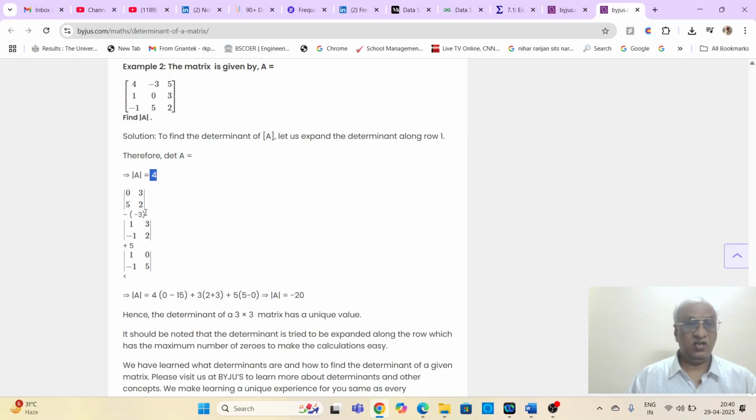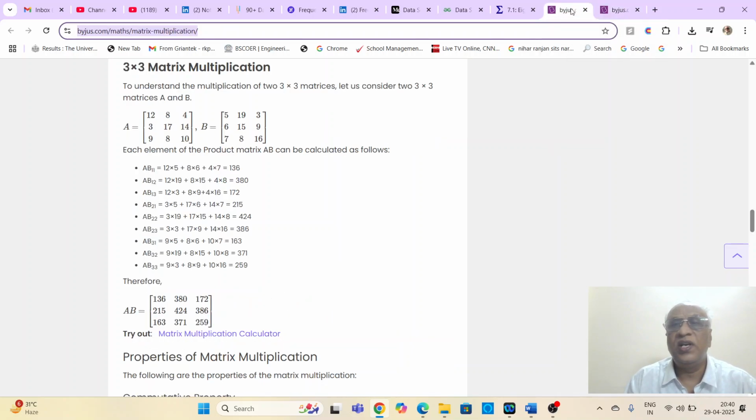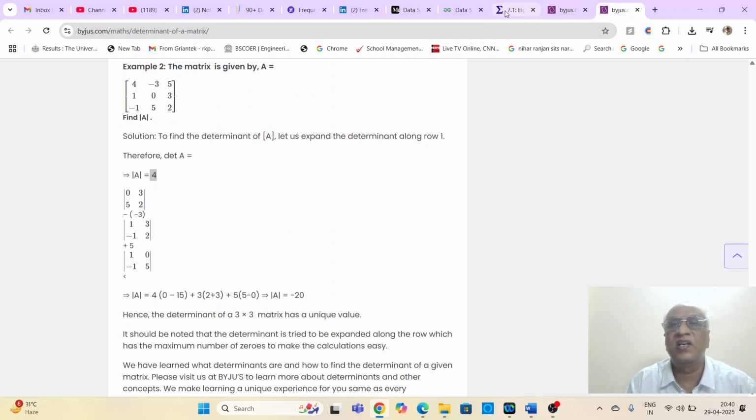So I can calculate the determinant of each 2 by 2 already. I know it. 0 into 2 minus 5 into 3 is minus 15, into 4. Then 1 into 2 minus of minus 3, so that is plus 3, so 2 plus 3. Then 1 into 5 minus 0, so that becomes 5 plus 5. So the determinant of this matrix is 20. So using these two links, I calculated how to multiply matrices and how to find the determinant of a matrix.